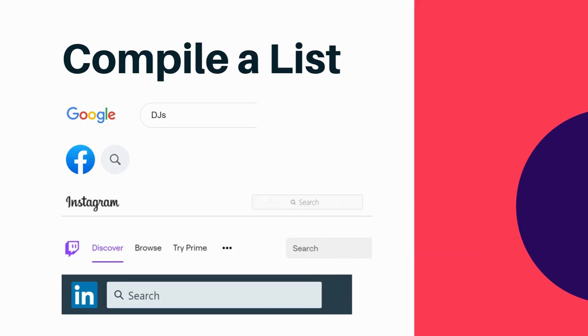For example, you could simply search on Google for DJs if they were your potential buyers. You could search on Facebook for fans of a particular band. Instagram could help you find people with certain interests. Twitch could help you find people with specific video game preferences. And lastly, you could find people who belong to certain groups on LinkedIn.